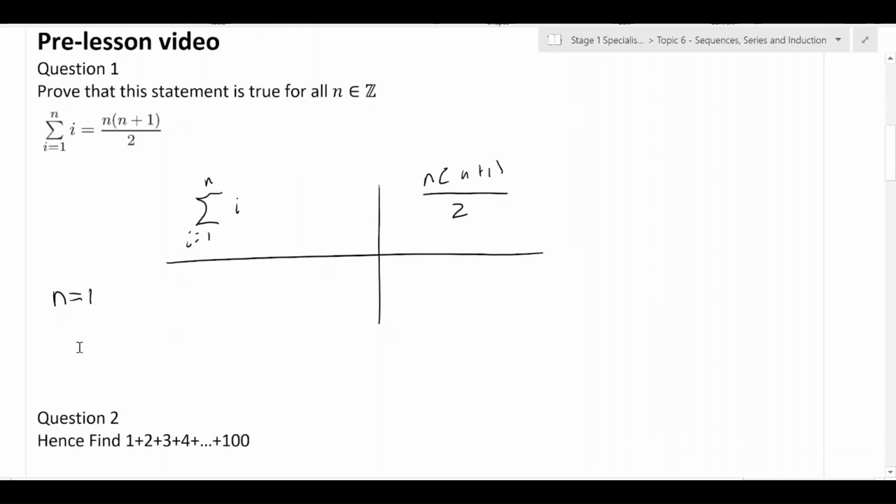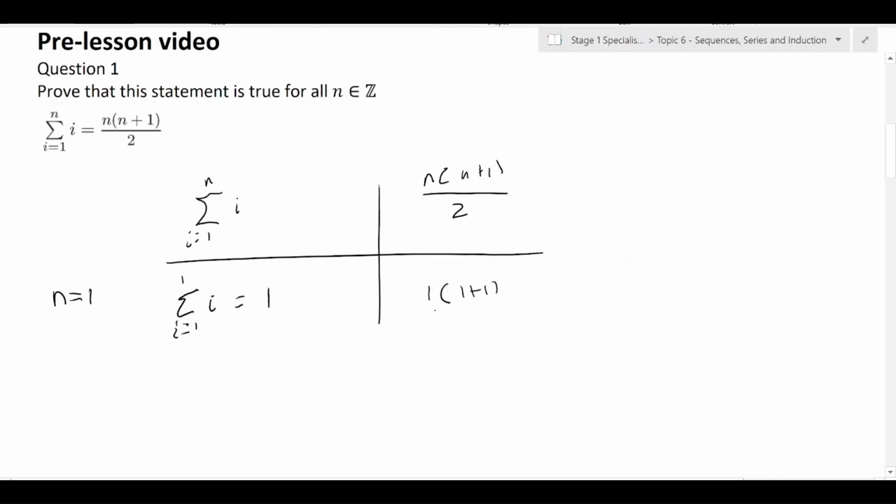For n equals 1, the sum on the left is i equals 1 to 1 of i, which is, well, 1. On the right, n is 1, so you're going to get 1 times (1+1)/2, which is 1 times 2 over 2, which does work out to be 1 as well. So is the statement true for n equals 1? Yes. So what we do is we say that P1 is true.